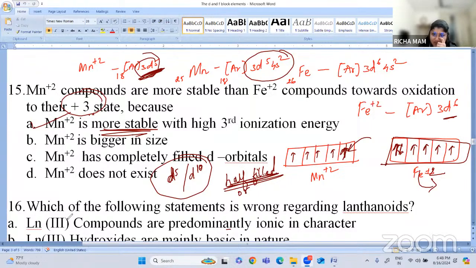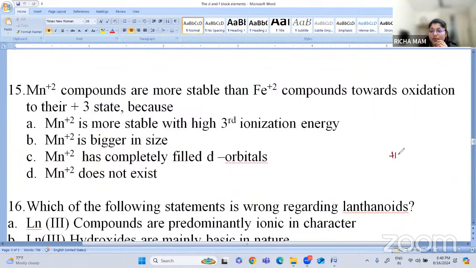What do you mean by ionization enthalpy? Ionization enthalpy is the minimum amount of energy required to remove an electron from an isolated gaseous atom. If I want to remove the electron from its outermost shell, suppose I am talking about sodium, sodium is 11, so it is 1s2, 2s2, 2p6 and 3s1.